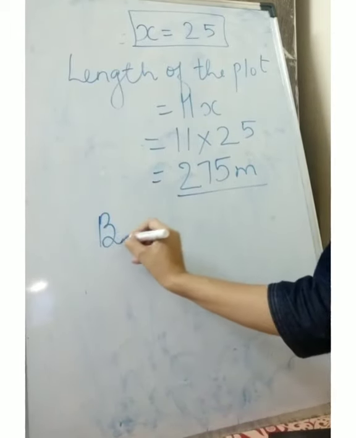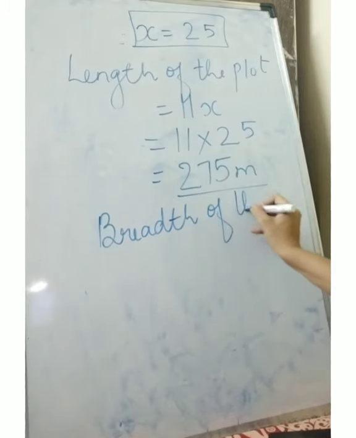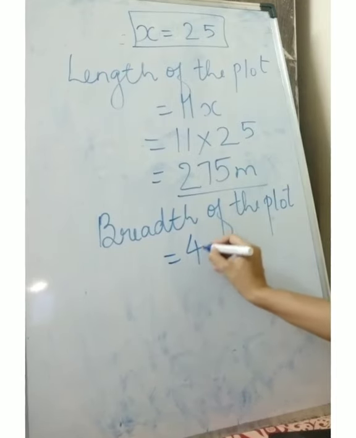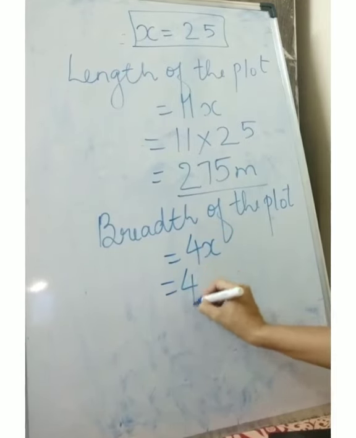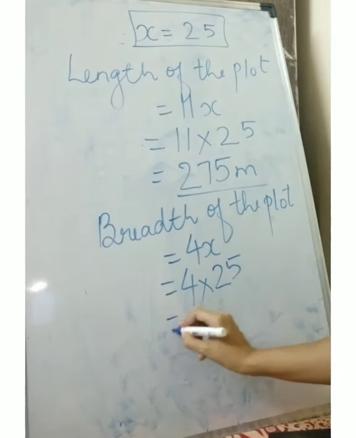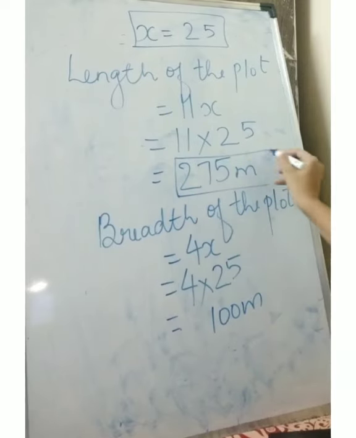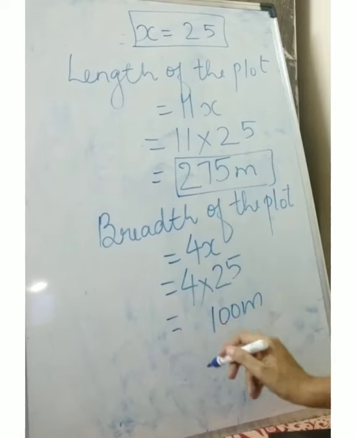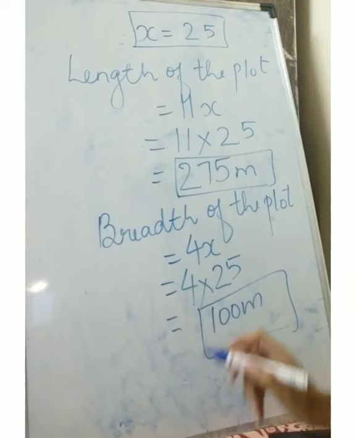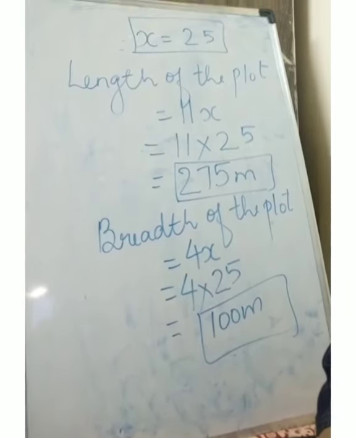Now we will find the breadth. So the breadth of the plot is 4x. So I will multiply 4 with x. The value of x is 25. So 4 into 25 is equal to 100 meter. So the length of the plot is 275 meter and the breadth of the plot is 100 meter.